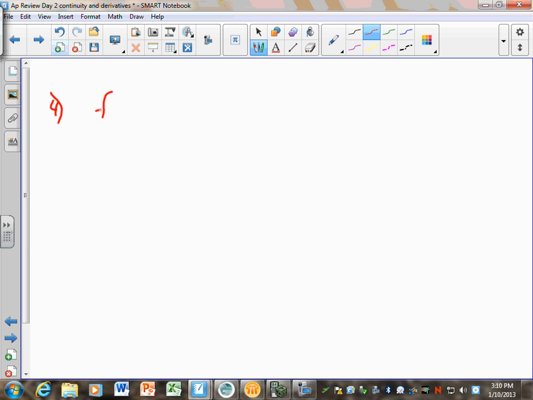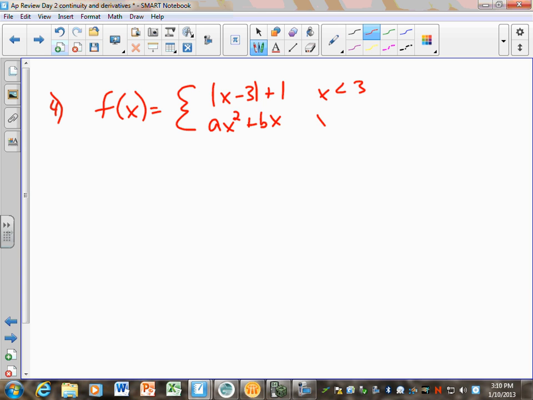Number 4, first part A, shouldn't be so bad because they just give you some values for A and B and ask you, is that continuous? Again, you're just looking to see where they meet up. So they tell you if A equals 3 and B equals 2, is that continuous?